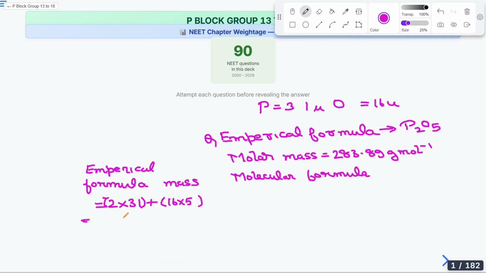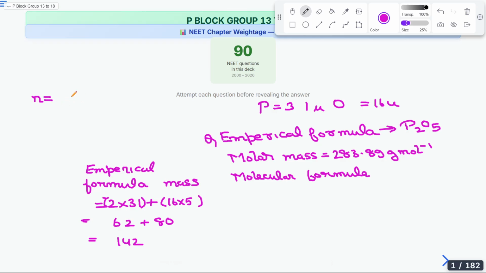What we'll get here? 2 1s are 2, 2 3s are 6. What about this? 6 5s are 30, 5 1s are 5, 3 8s are 80. So overall it will be 142. So this is your empirical formula mass. Now we will determine the value of n.